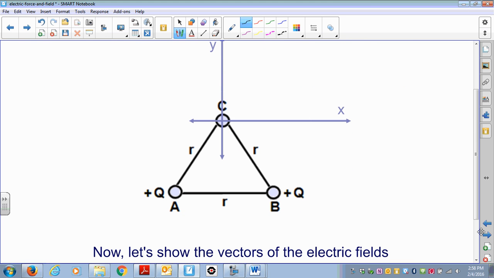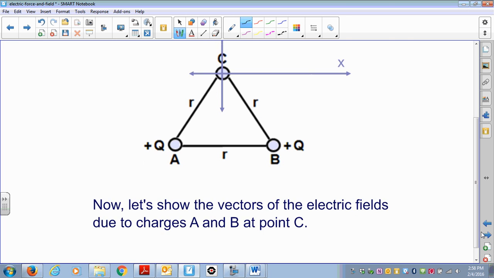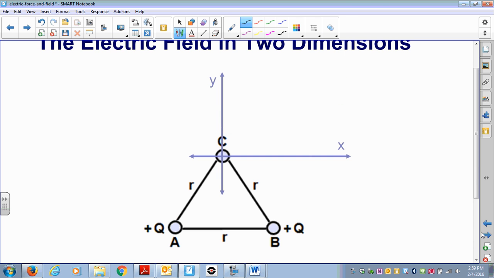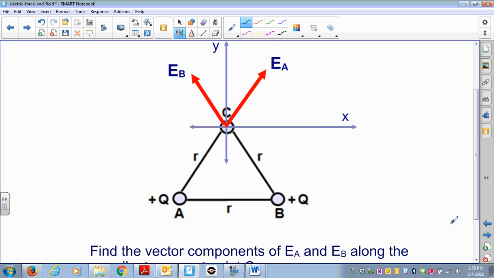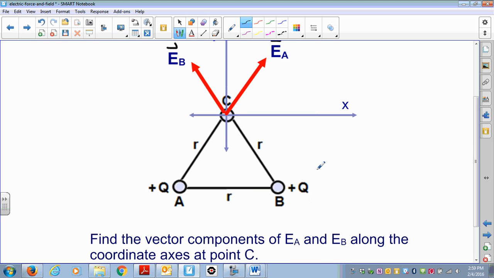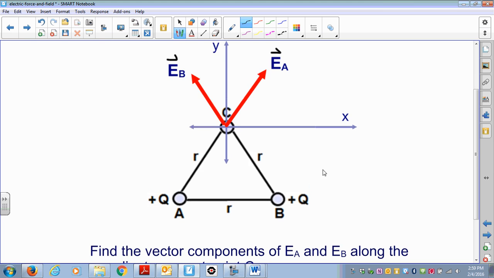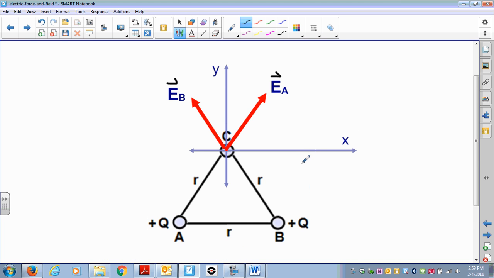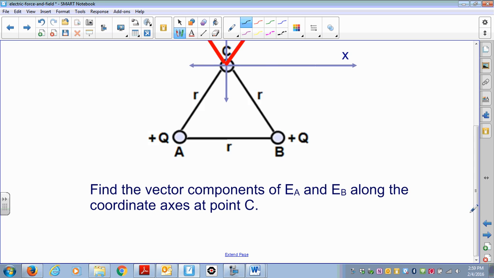Okay, so now let's show the vectors of the electric fields due to charges A and B at point C. Here we have the x and y axes located with the origin at point C. So now we have the electric field from A and the electric field from B. To find the vector components of EA and EB along the coordinate axes at point C, we're going to have to use our trig functions, sine and cosine.